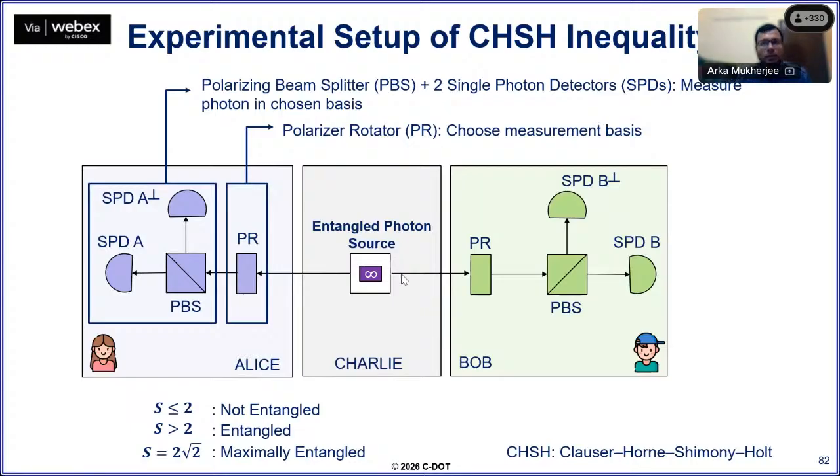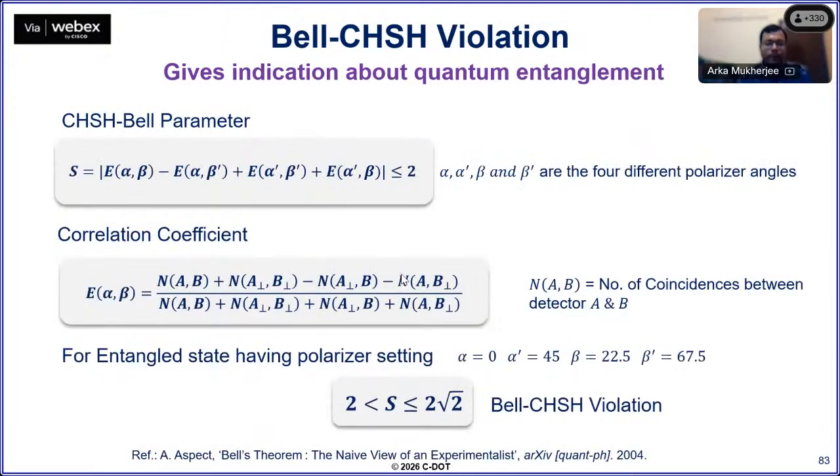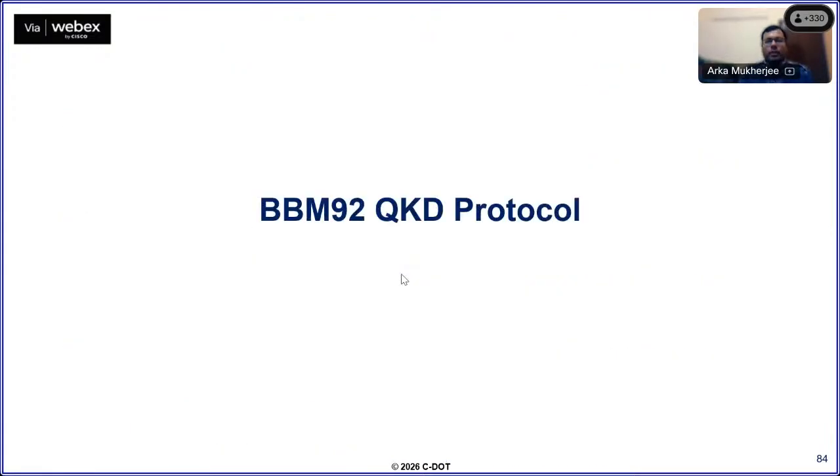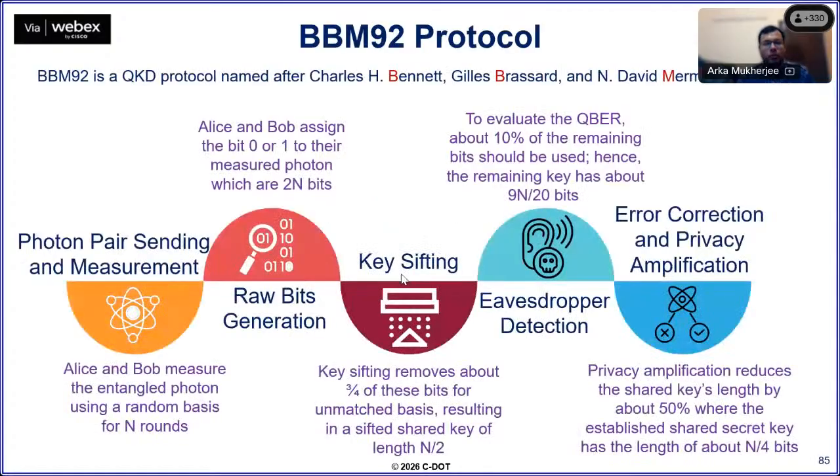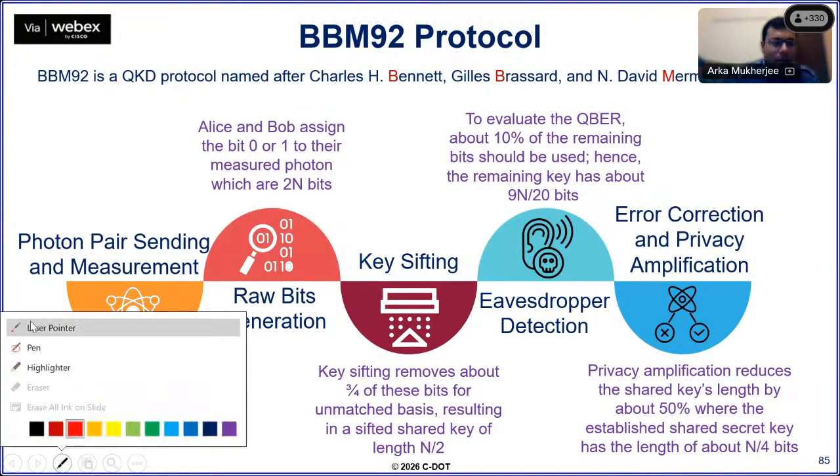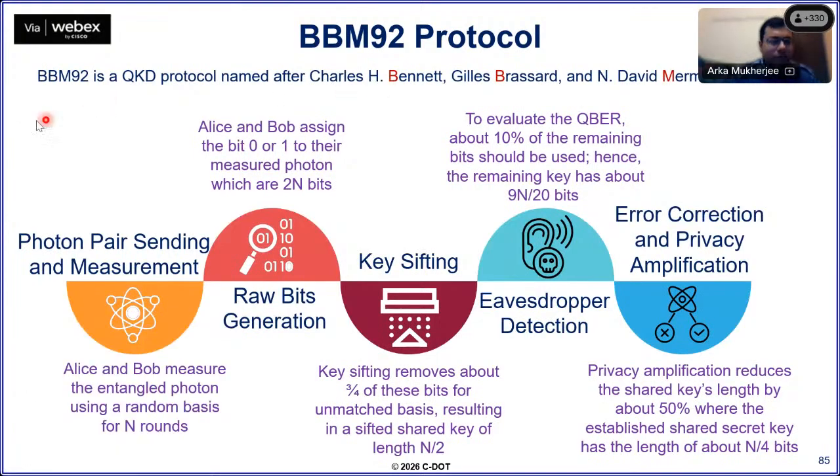That can be BBO or KTP type of crystals. Okay. Now coming to the BBM92 QKD protocol. This naming convention comes from the inventors. The BB is the same persons as in BB84, that's Charles Bennett and Gilles Brassard, and the third person is David Mermin. They proposed this protocol in '92, so that's why it is called BBM92. This is the initials of their names, and this is the year in which it was proposed.